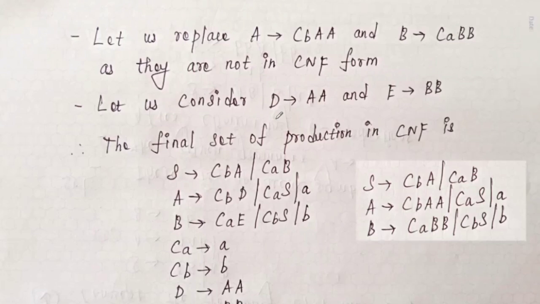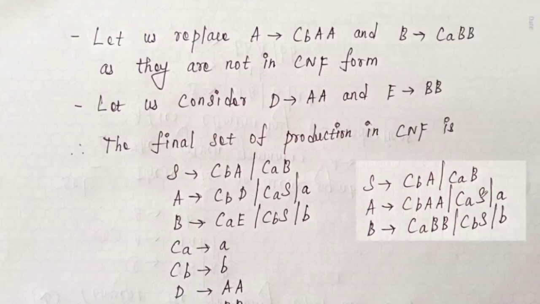Let us consider D tends to capital A. Instead of capital A, substitute capital D. Instead of capital B, substitute capital E. Then rewrite the productions. Starting production S tends to CBA, CAB, these productions are in Chomsky normal form. Then A tends to CB. Instead of AA, substitute capital D. Then you will get Chomsky normal form.